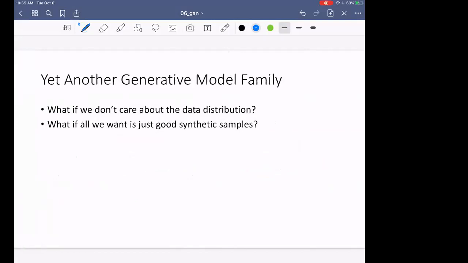But what if we don't care about those at all? Like we don't care about the latent distribution, we don't care about the posterior, we don't care about the PX, we don't care about all of that. We just want to generate good synthetic samples. That's the only thing that we care about. And that's where GAN comes in.